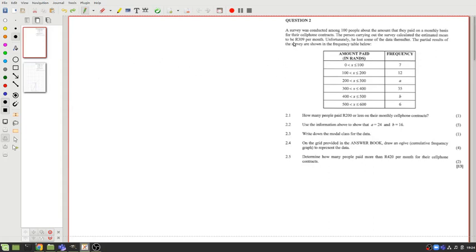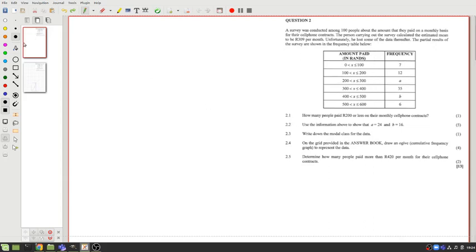Okay, a survey was conducted among 100 people about the amount that they paid on a monthly basis for their cell phone contracts. The person carrying out the survey calculated the estimated mean to be 309 Rand per month. Unfortunately, he lost some of the data thereafter. The partial results of the survey are shown in the frequency table below. Okay, so they give us our frequency table.